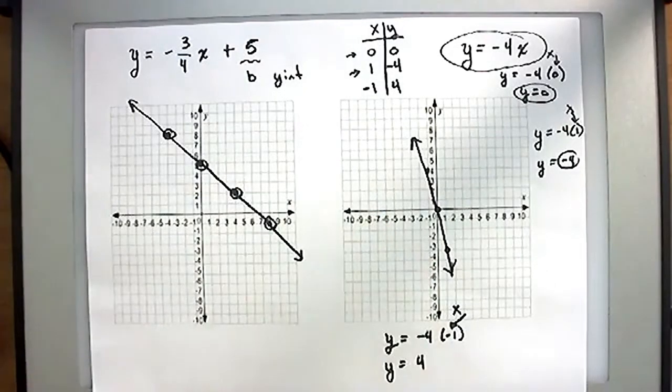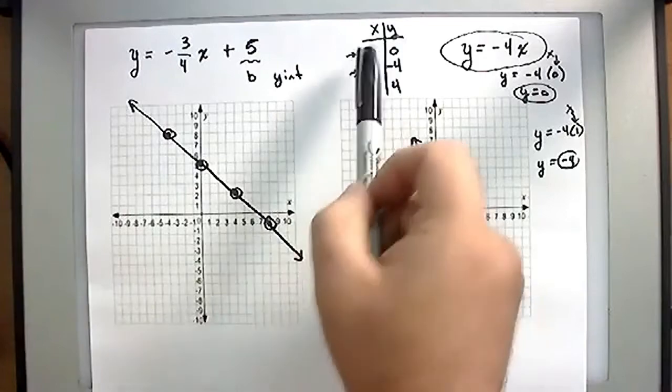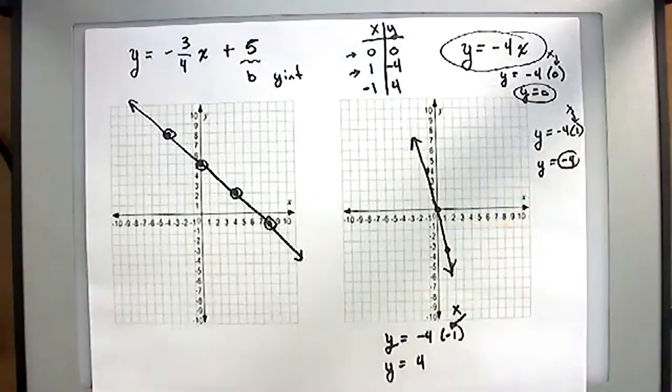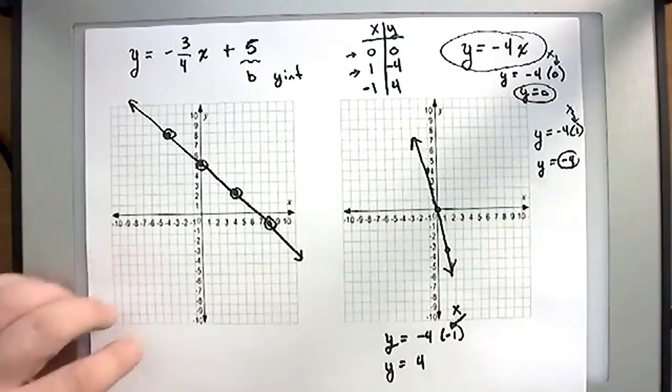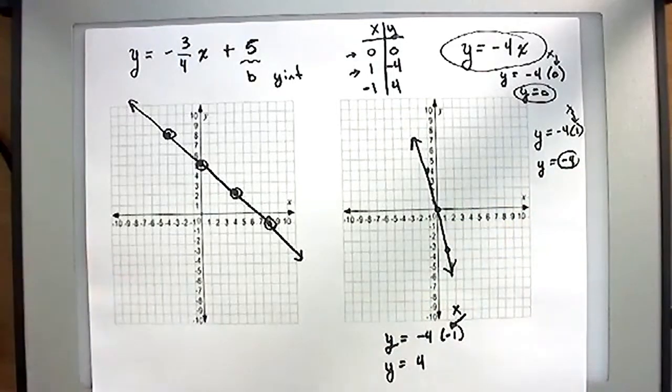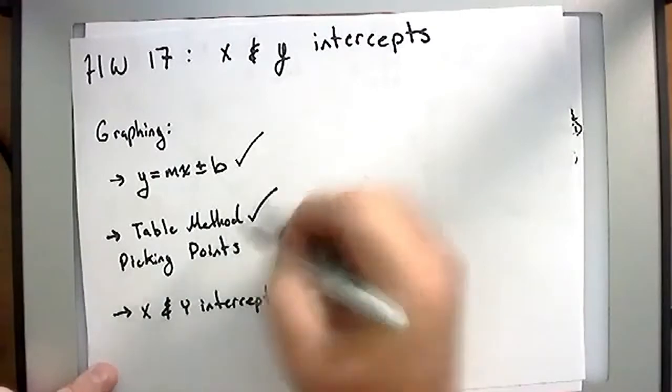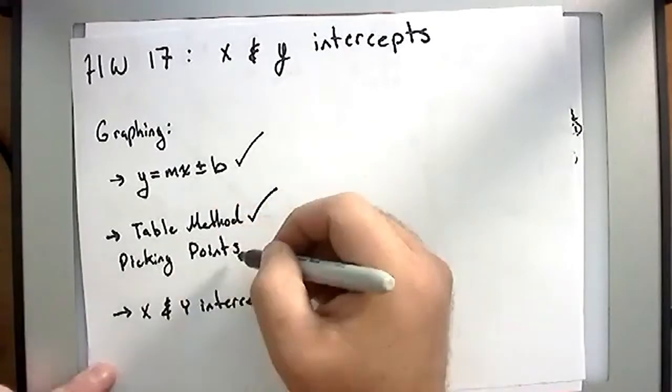If you are trying to graph y equals mx plus b and the y-intercept is a fraction, you're going to have trouble. If you're using the table method and you plug in a number and get a fraction as an answer, you're just going to have to try something else. So keep that in mind, okay? Those are the 2 ways we've talked about graphing so far: y equals mx plus b, and the table method, because we made a table, also known as picking points. So the new concept today is x and y intercepts.